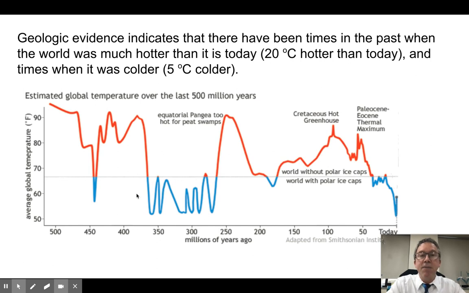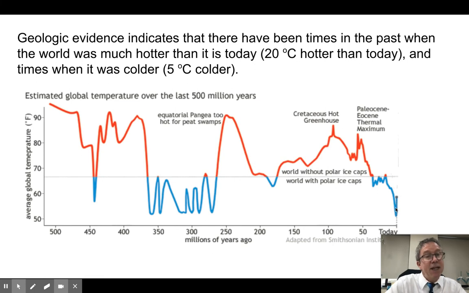There were times in the past where the temperature of the planet was significantly warmer, like by, say, 20 degrees Celsius more than what it currently is. That's a lot, okay? So we see there are times in the past where it's been very hot. In this graph, this line represents the global temperature at which ice caps can form. And when you have ice caps, that's considered to be an ice age.